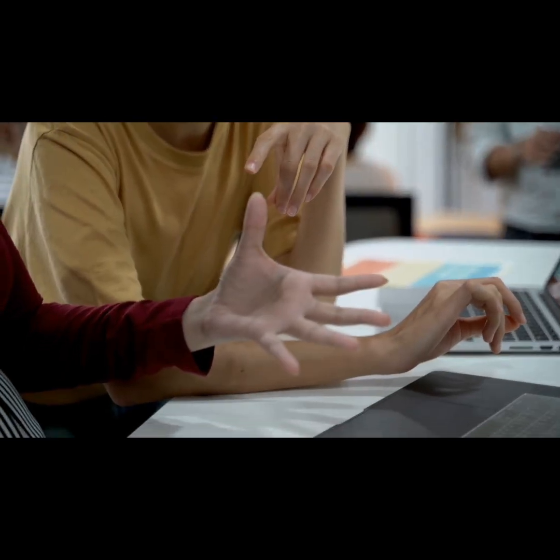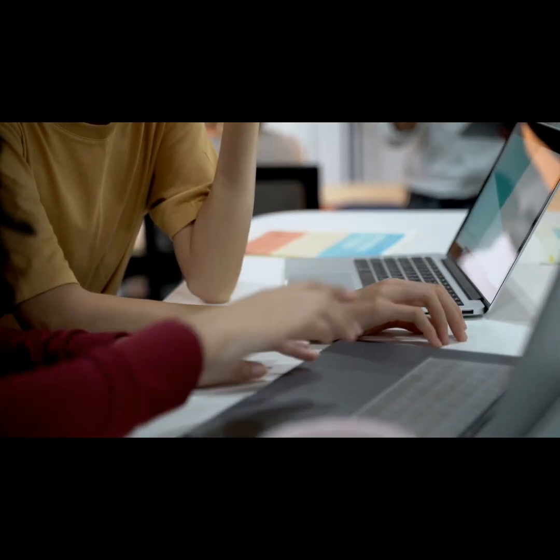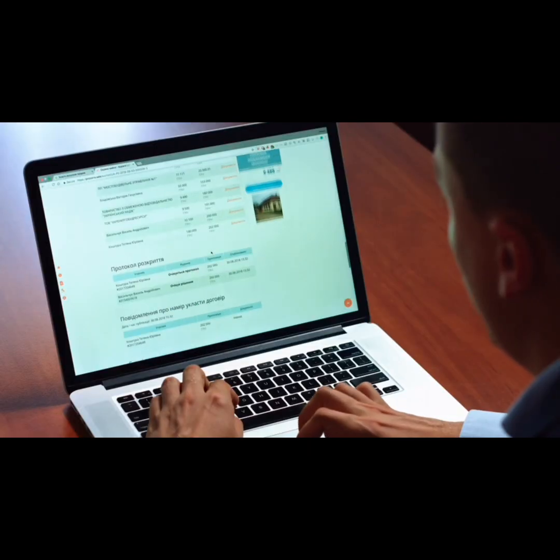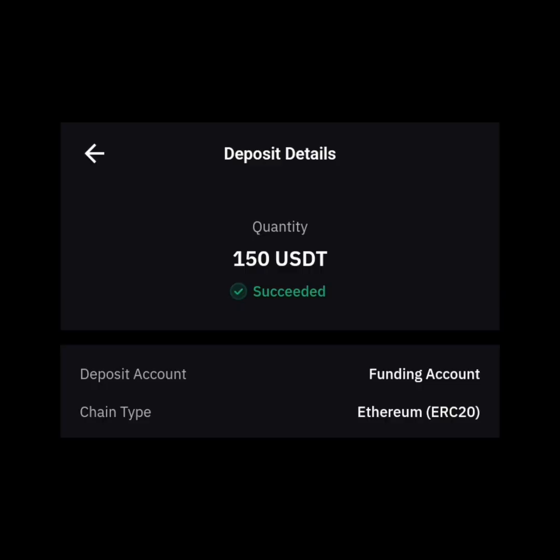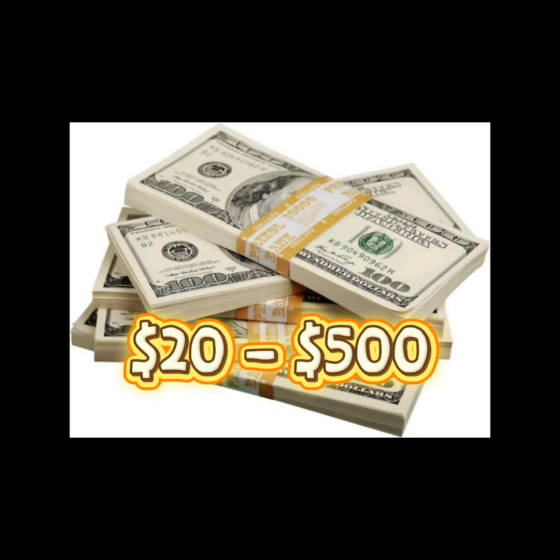The third one is community events. Here we are talking about events like trade contests, meme contests, hackathons and even giveaways. So what you basically do is participate in these things and you are given money. Free money. With this we're expecting at least $20 to $500.